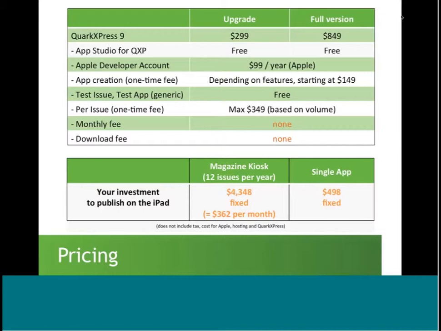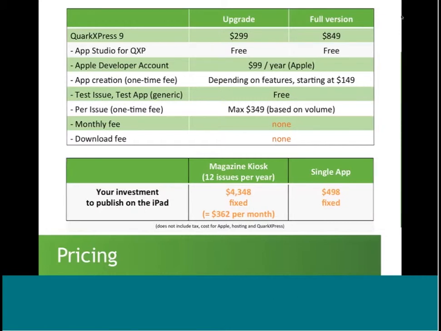Now, another scenario is, for example, you want to create a magazine that has 12 issues, like I showed in that example a little bit previously. You've got a fixed cost here, about $4,000+ for the whole year to publish that magazine. Again, no download fees, no monthly subscription fees from the vendor. So you know that once you publish your issues, that lives forever on the iTunes Store as long as you have that contract with Apple. So again, that's the rundown of the pricing.